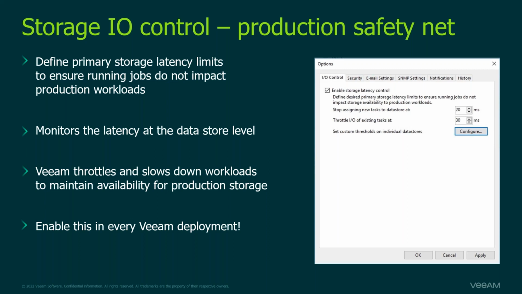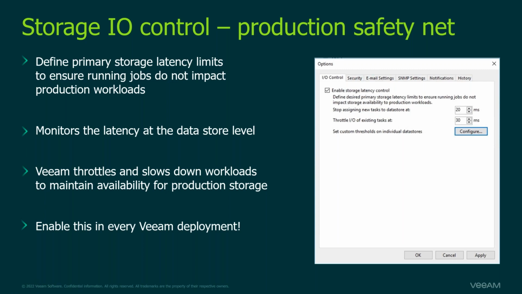For datastore latency, I think less than 10 ms is affordable. If it goes above 10 or 15 ms, then it's an issue. So if multiple VMs reside in one datastore and we are doing continuous backups of those, here we can limit that. In this IO control option, I can enable the storage latency control option, wherein I can stop assigning new tasks to the datastore at 20 ms and throttle IO of existing tasks at 30 ms. So if my datastore latency goes above 20 ms, no new task will be assigned. And if any existing task is running, it will throttle its IO at 30 ms.